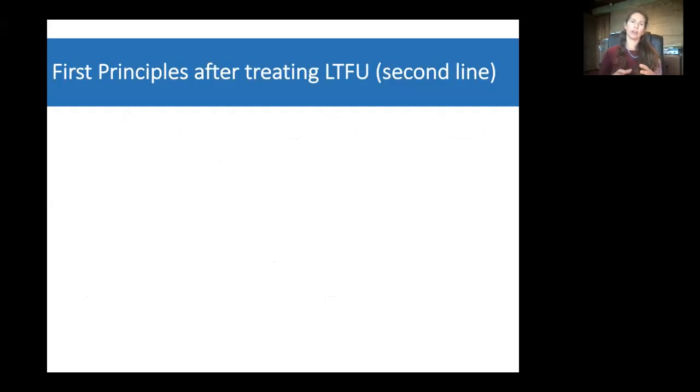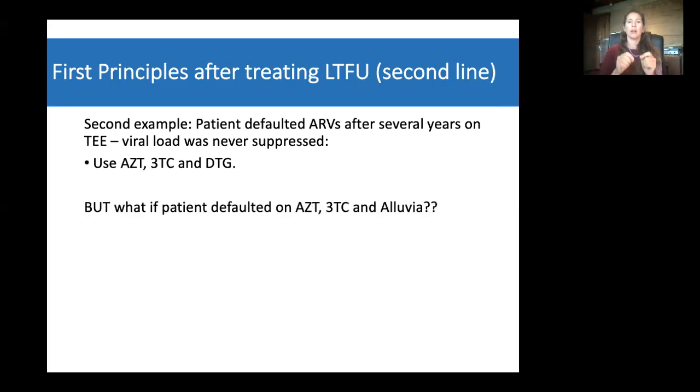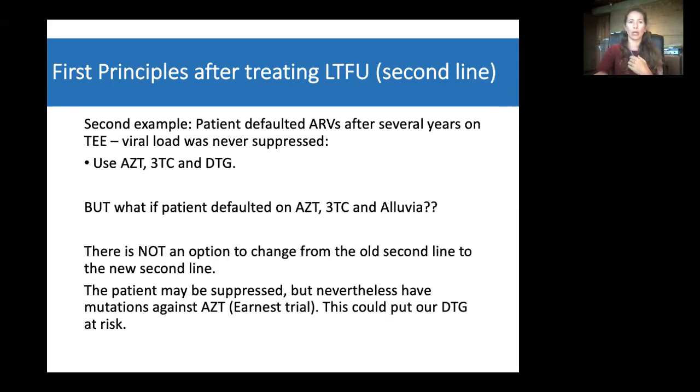Now let's take the scenario and change it slightly. You've got a patient who was on second line treatment and then they defaulted. So for example, the one example I've already given, is the patient who was on TDF for years, but the viral load was never suppressed. So those ones you're going to put straight on second line, the new second line, AZT, 3TC, and dolutegravir. But what if my patient was already on AZT, 3TC, and Kaletra, but defaulted treatment a year or 2 ago?